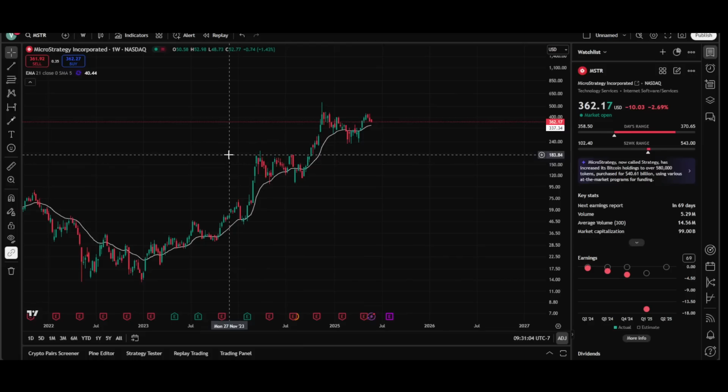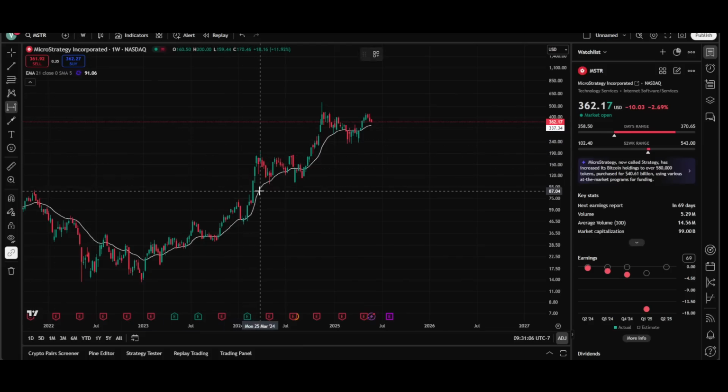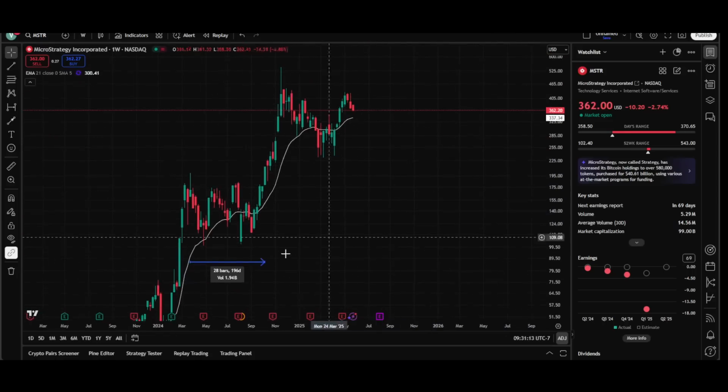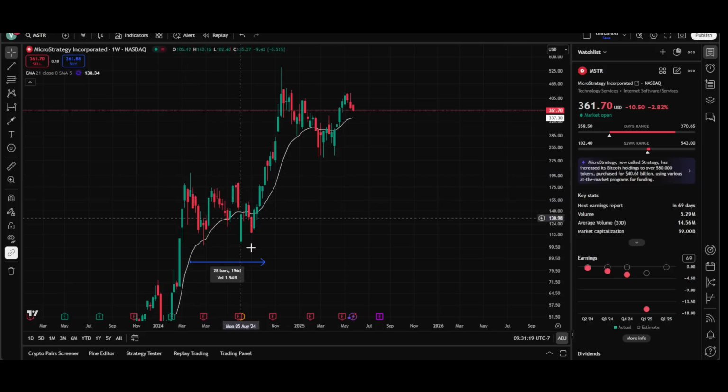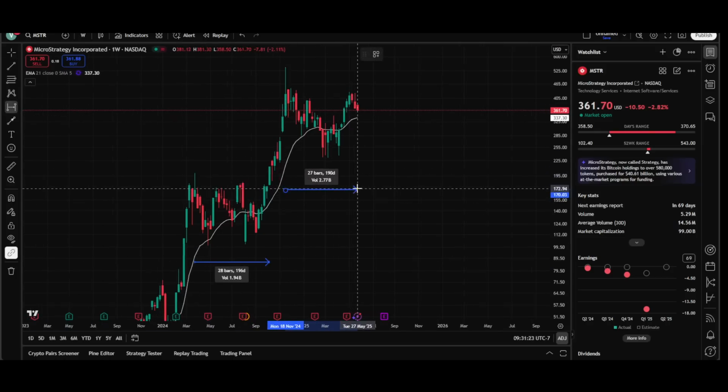But let's say when it took out its prior all-time high. So this is high to about high. That was 196 days or 28 bars. So from this high to this high, or when price made a new high back here in 2024, 196 days. Let's measure this one from high. Let's go 196 days. That would technically be next week.